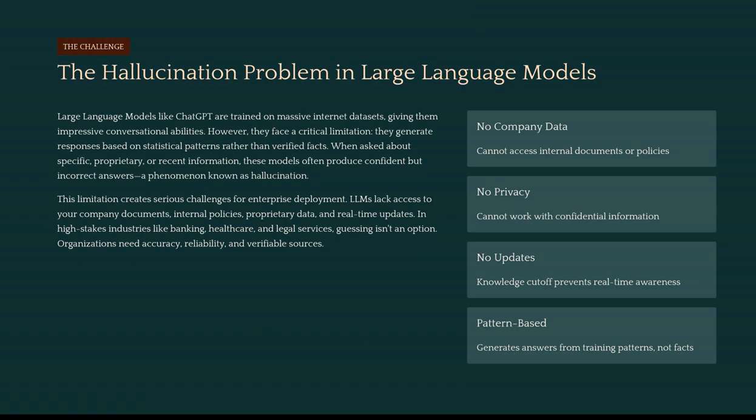So, the hallucination problem in large language models. Why is RAG required? Hallucination is when you give the LLM some question, and it gives you an output confidently, but that output is completely wrong. This is known as hallucination.